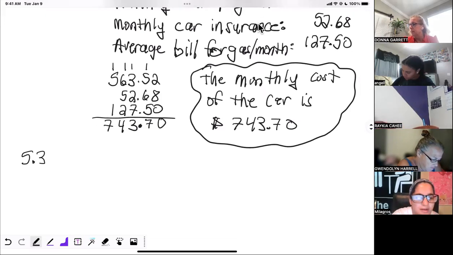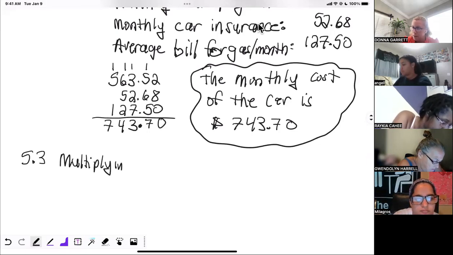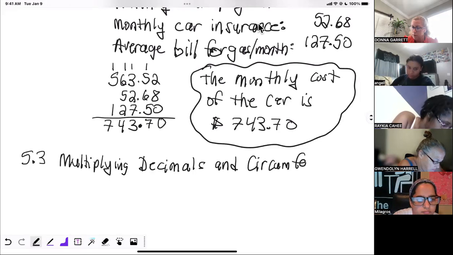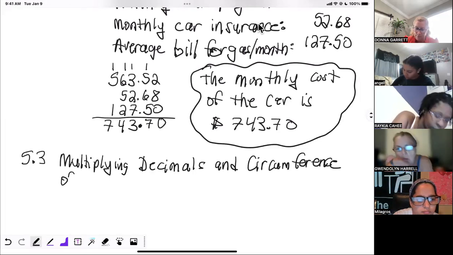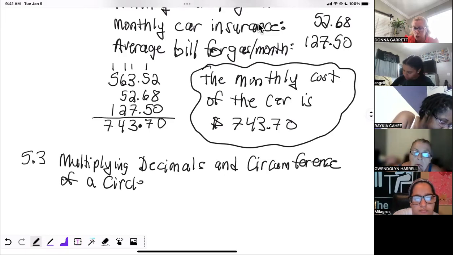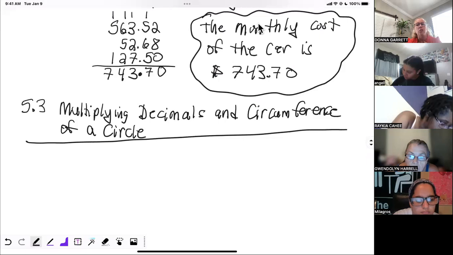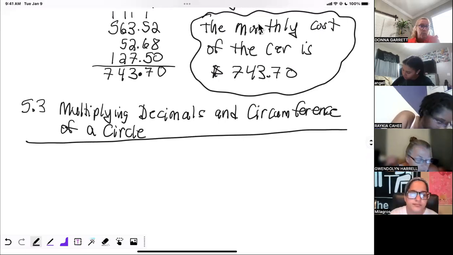It's driving me insane. Okay, 5.3, multiplying decimals. Along with this, we're going to add circumference of a circle. So geometry wise, we've done area, we've done perimeter, and now we're going to start looking at circles. We're going to look at the circumference of a circle. And that's because you're dealing with pi, and pi is a decimal. So that's why they have it in this particular section.